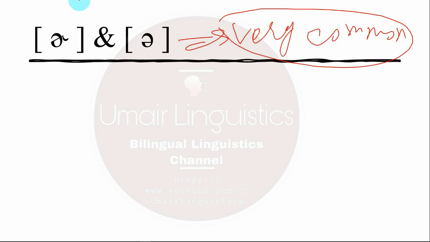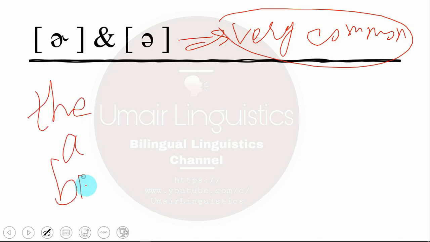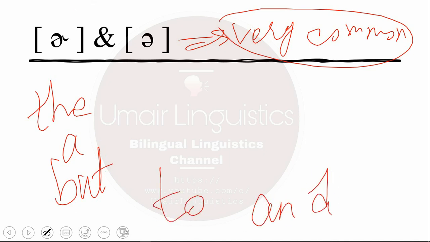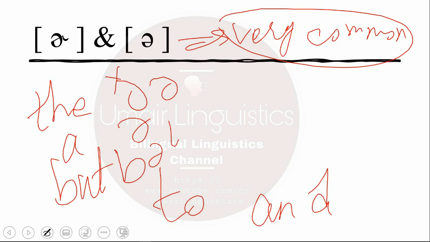So in some grammatical function words, when they occur as unstressed syllables, unstressed monosyllables, like the, a, but, and, to, and. When these function words occur as unstressed syllables, this schwa is once again used in this way: but, to, and.